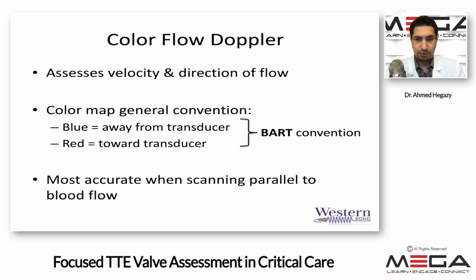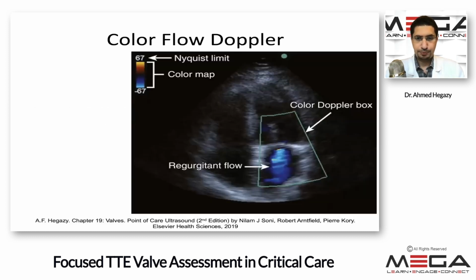And it's most accurate when you're scanning parallel to blood flow. So you need to establish what your angle is, how your ultrasound beam is aligning with the flow of blood. And it tends to be most accurate when the flow of blood aligns parallel to your ultrasound beam.